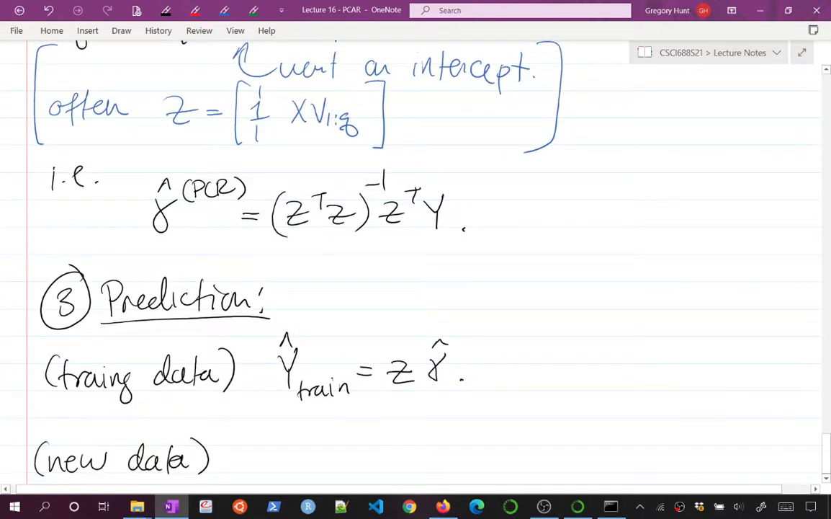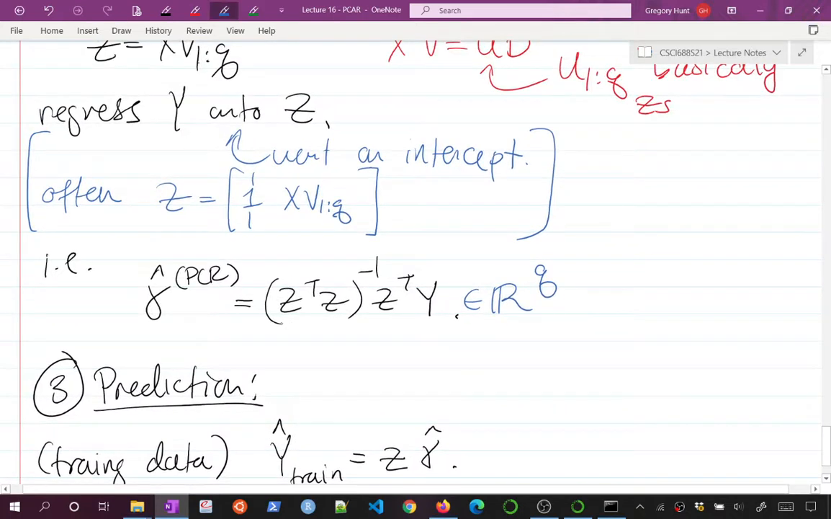Notice here that this gamma is in R^Q. So I'm not calling it beta, I'm calling it gamma. It's a Q-dimensional thing. We've reduced our data down to a Q-dimensional Z. We have Q variables now, not P variables. So gamma hat correspondingly has Q entries, or Q plus 1 if you include the intercept.